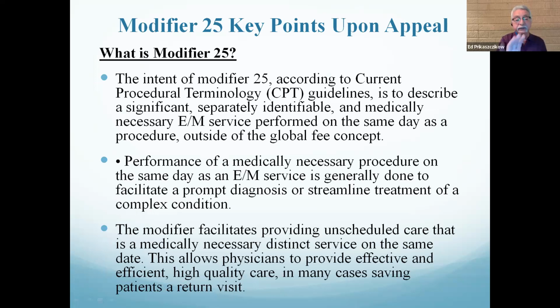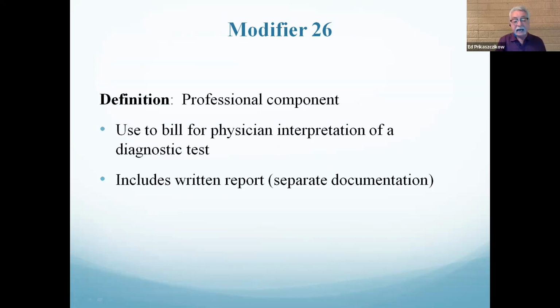Now, upon appeal, this is a slide we're not going to read, but if you have to appeal a denied claim from a 25 modifier on an E&M service, these are some of the arguments that you're going to want to make.